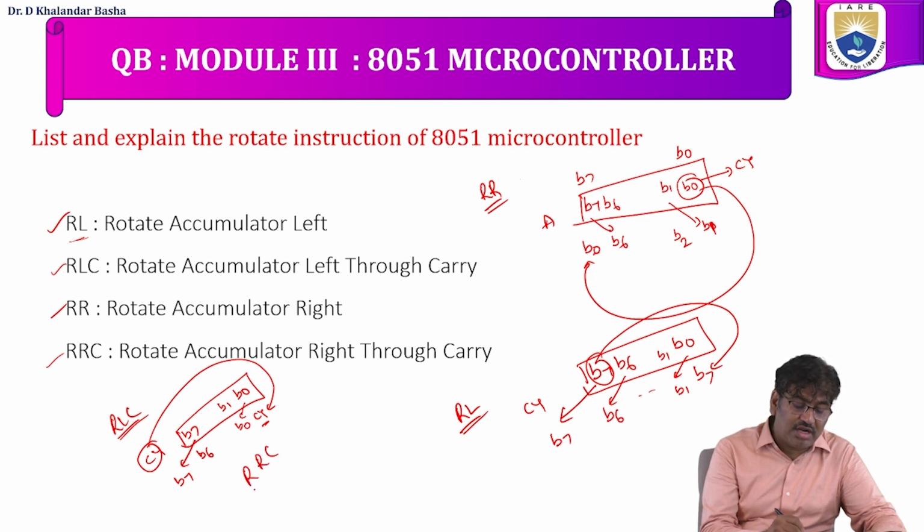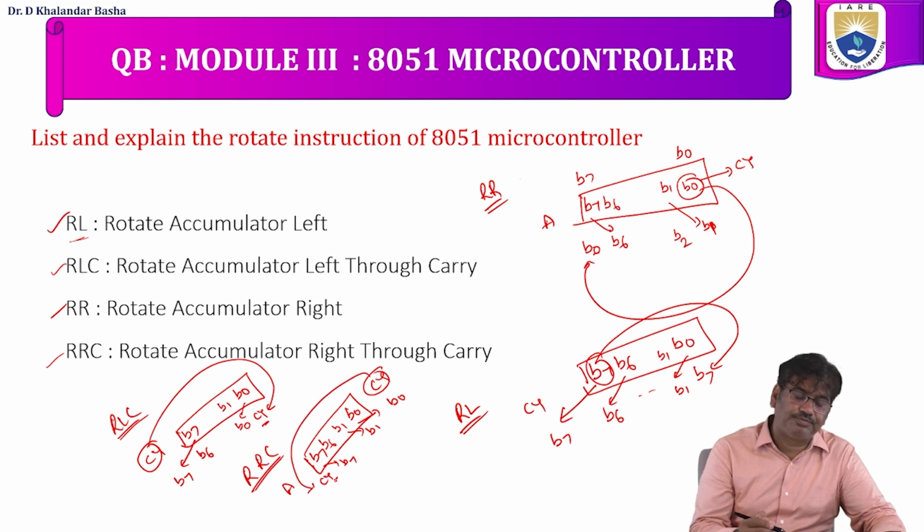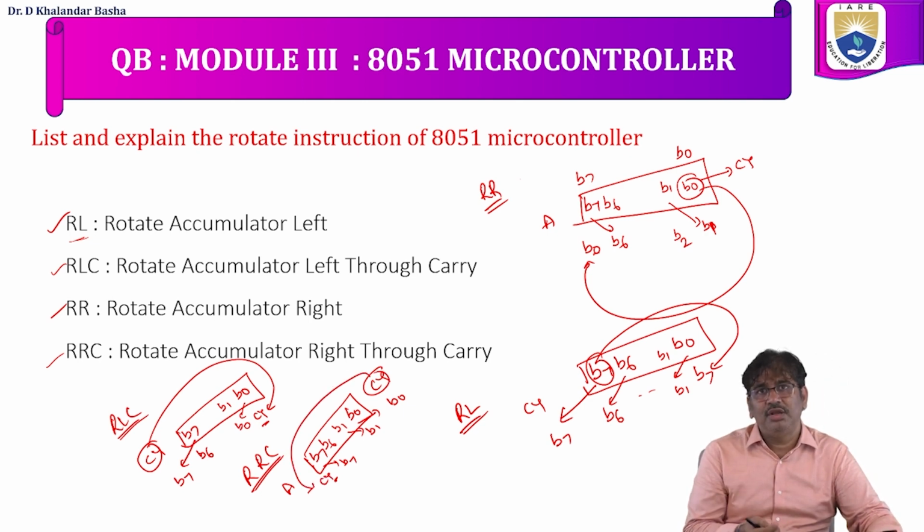The next instruction is RRC, which is rotate right with carry. In rotate right with carry, assume the accumulator content is from B0 to B7. When you rotate these contents towards the right side, B0 will be copied into the carry flag. B1 will be placed in the B0 position, and B7 will be copied into the B6 position. Here, the MSB will be occupied with the previous carry. Before executing this instruction, whatever the carry is, that will be set in the MSB position.